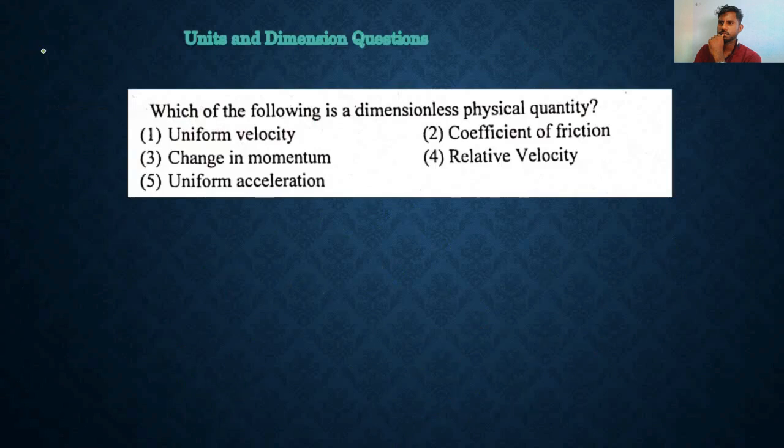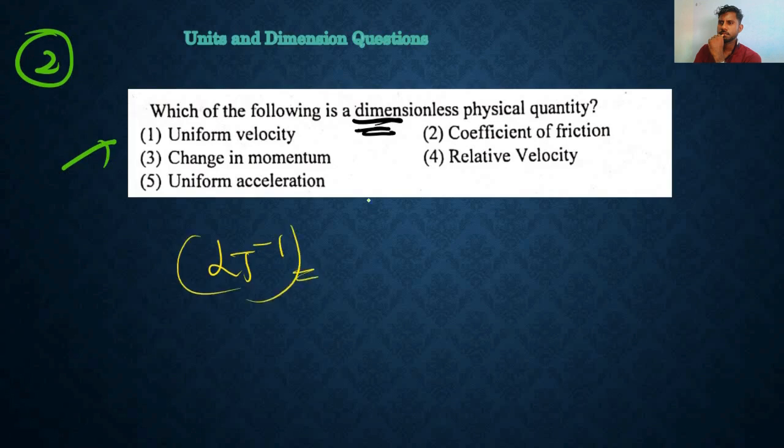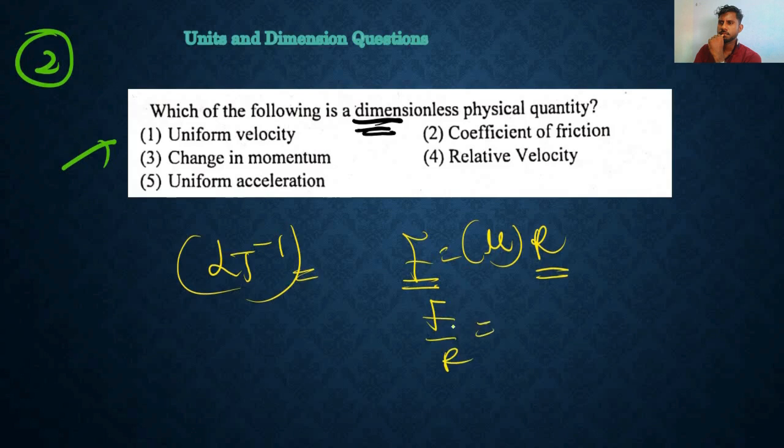Right, moving into question number 2. Which of the following is a dimensionless physical quantity? They are asking us to find which has no dimensions. Uniform velocity: velocity basically is L T minus 1, we all know that. Coefficient of friction, that's mu. F equals mu R, where R is a force and F is a force. So mu is basically F divided by R, so force is cancelled by force. So mu, yes, has no dimensions.